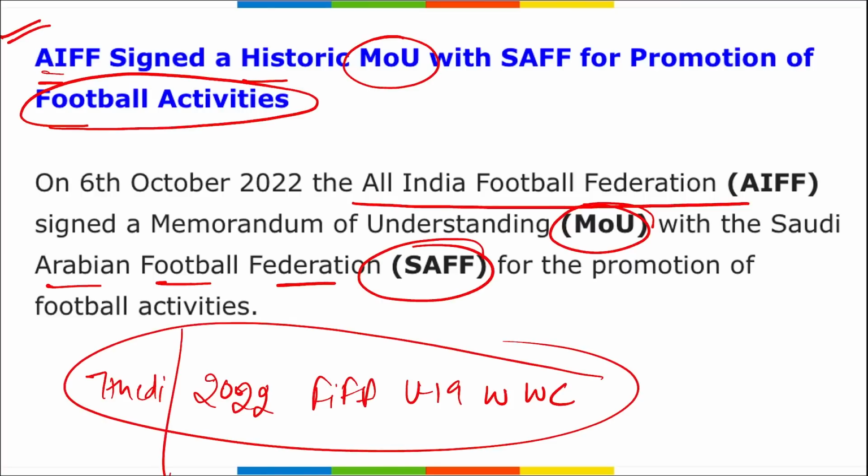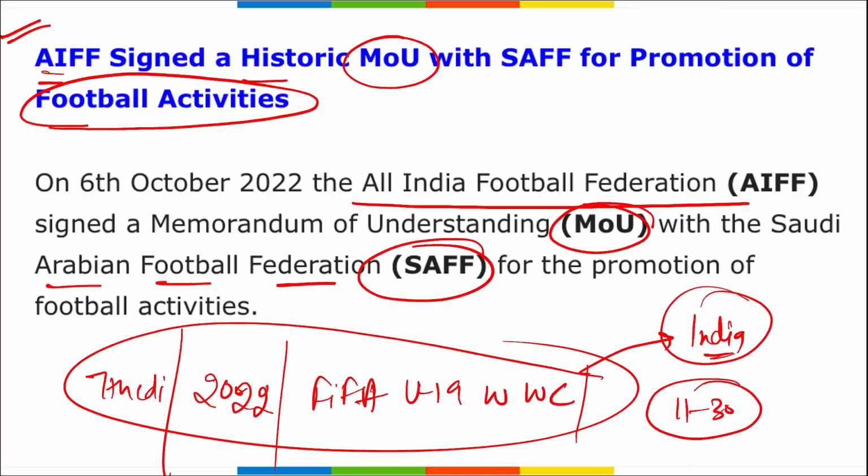Next, one more thing, the 7th edition of the 2022 FIFA Under 17 Women's World Cup. I repeat, 7th edition of 2022 FIFA Under 17 Women's World Cup. This will be hosted by which country? It will be hosted by India. This will be hosted between 11th to 30th of October. Where this will be hosted? This will be hosted in Bhubaneswar, Goa, and Navi Mumbai. So these are the locations where this 7th edition of the FIFA Under 17 Women's World Cup will be hosted by India.